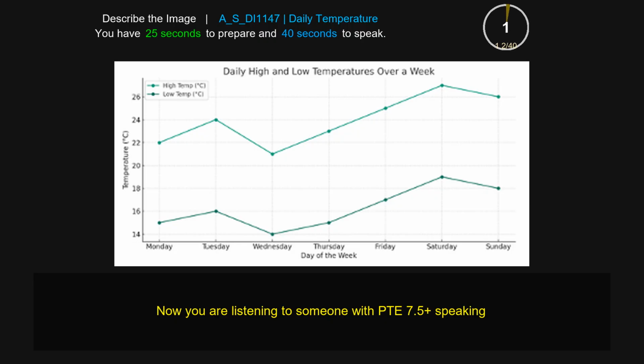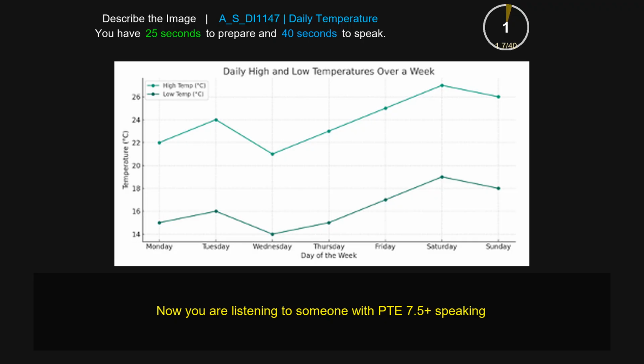The line graph provides important information about daily high and low temperatures over a week. On the y-axis, 14, 16, 18, 20, 22, 24 and 26. On the x-axis, Monday, Tuesday, Wednesday, Thursday, Friday, Saturday and Sunday. It also provides information about high temperature and low temperature. Moreover, color plays an important role in visual separation of the content. Overall, the pie chart was very informative.